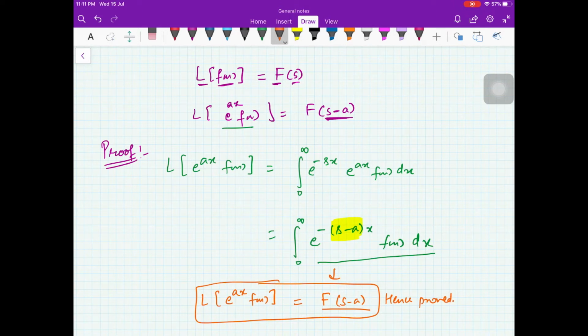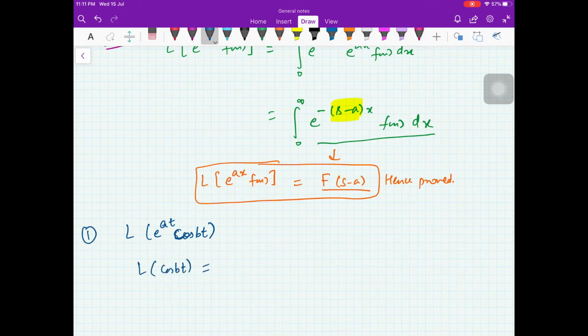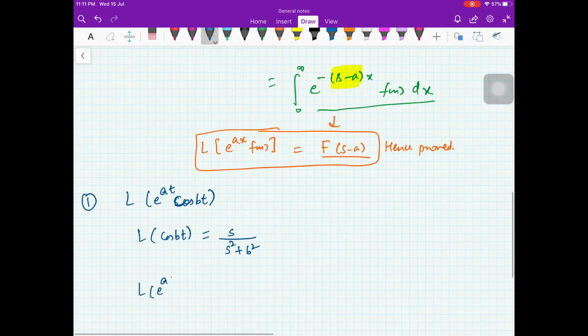Now you can solve some problems based on this property. For example, if I want to find out Laplace transform of e raised to power at cos of bt, right? So you can do that. Here you know that L of cos of bt, we know the formula, right? The formula is s upon s square plus b square. Now because you are multiplying with e to the at here, if you use the first shifting, everywhere s will be replaced by s minus a. So you'll get s minus a upon (s minus a) square plus b square, right?